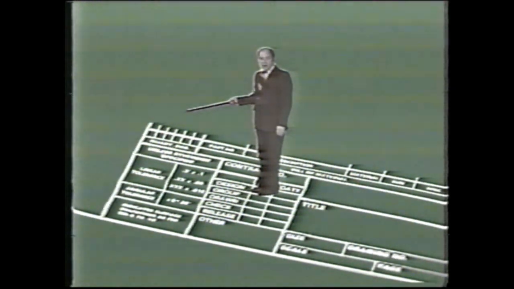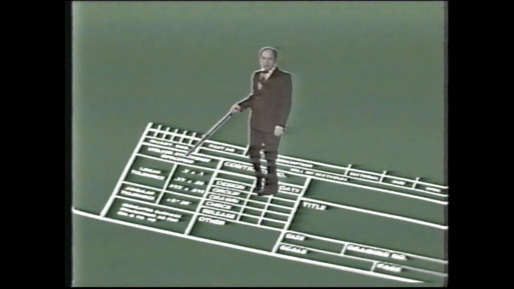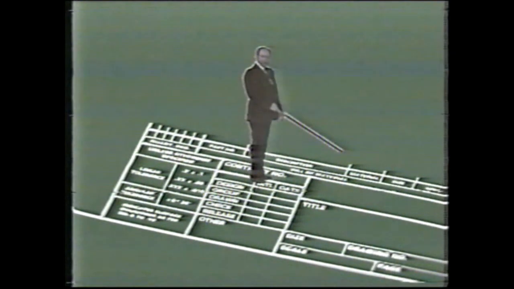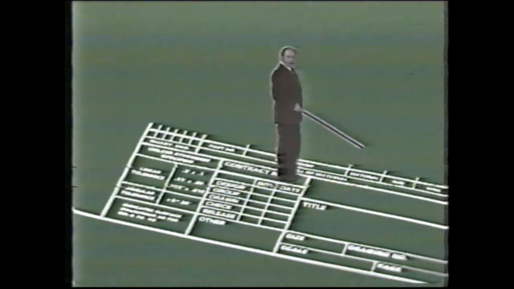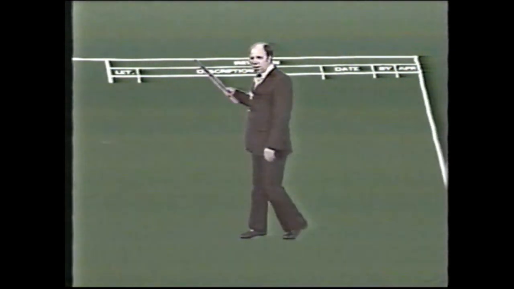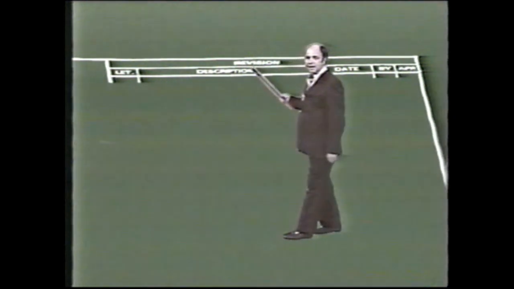Information above the title block will normally include the number of parts required, the bill of materials, and where and how the part is to be used. A revision block is usually located in the upper right-hand corner of the drawing. This contains information to assure that the drawing is up to date.